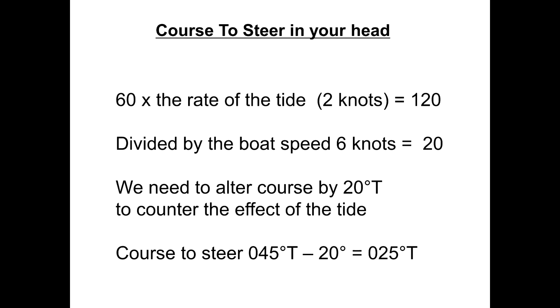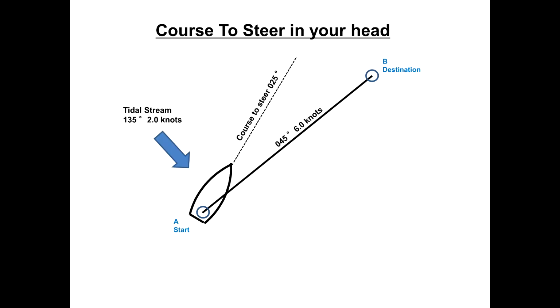be in degrees true. To counter the effect of this 2-knot tide on the beam, we need to alter course by 20 degrees, so we'll alter course to 025 degrees true to sail straight down our AB line from our start position to our destination, albeit at an angle to the line.